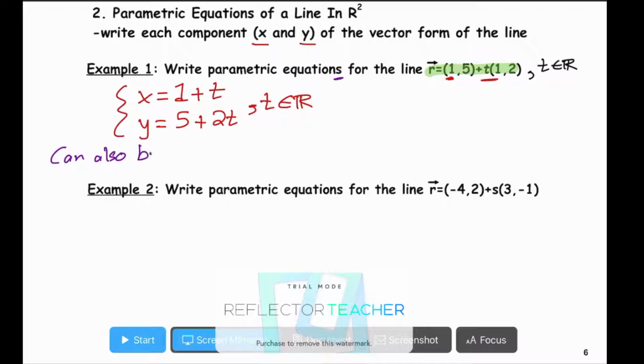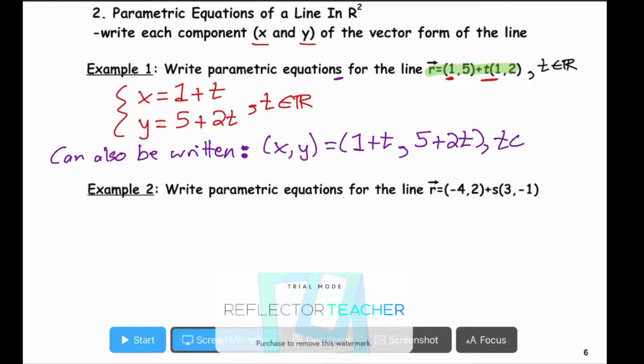This can also be written like this. x, y equals our x component 1 plus t, comma, our y component 5 plus 2t, where t is an element of the real, and so our parameter is showing up in every section for each component, for the x, the y, and if necessary, the z component.